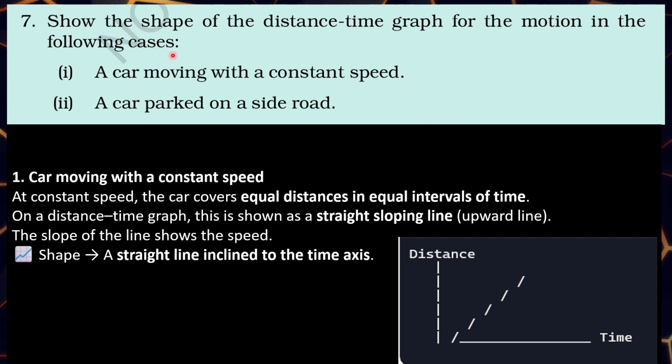Seventh question. Show the shape of the distance time graph for the motion in the following cases. 1. The car moving with a constant speed. 2. The car parked on a side road. The car moving at a constant speed, the graph will be like this. Distance on the y-axis and time on the x-axis, and your graph will be one slanted line. It is like this.